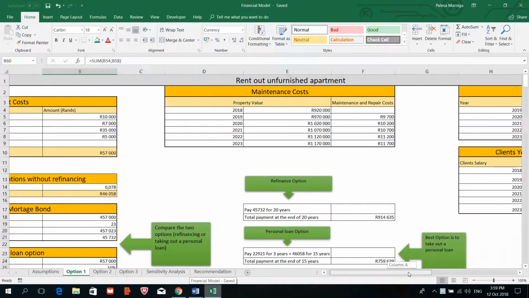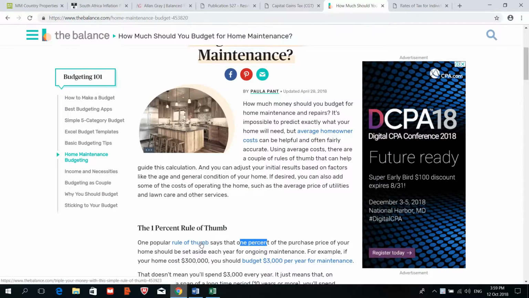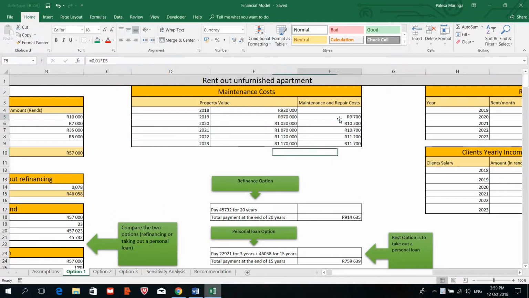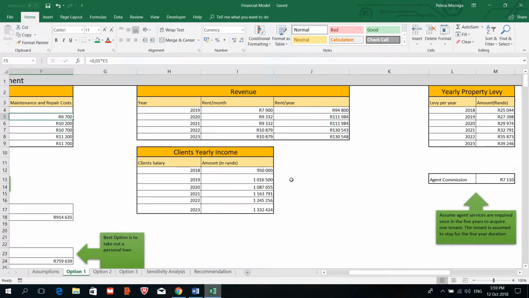The maintenance costs were calculated using a rule of thumb that states that 1% of your property value should be dedicated to your maintenance and repair costs, and the property value was estimated by assuming that it increases with 50,000 rands per year. We have two types of revenue: the rental revenue and the client's salary.